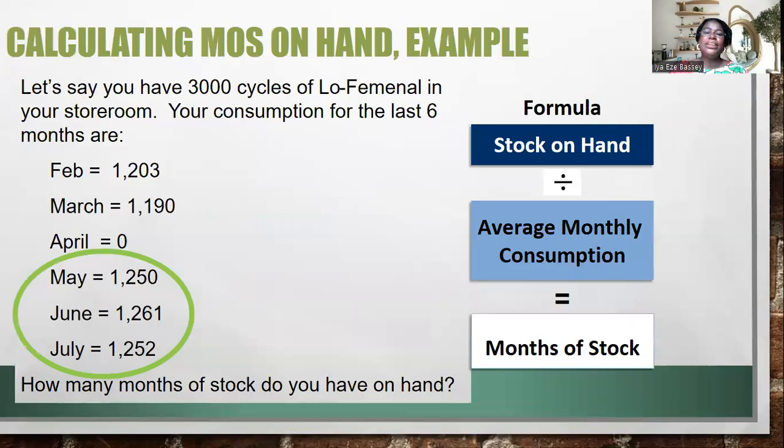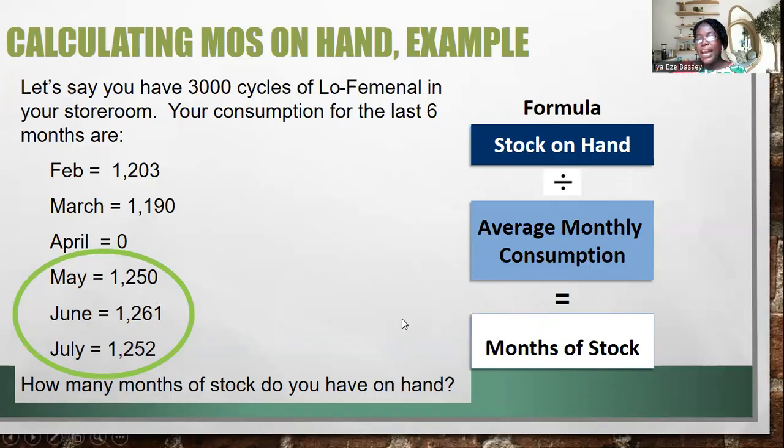So let's do something, okay? I have data showing me monthly consumptions for February to January. So if you say you have 3,000 cycles of Lo-Feminal in your storeroom and your consumption for the 6 months are shown below, how many months of stock will you have? All right. Your stock on hand, what is your stock on hand? What do we have from this question? We have 3,000 cycles of Lo-Feminal, okay?